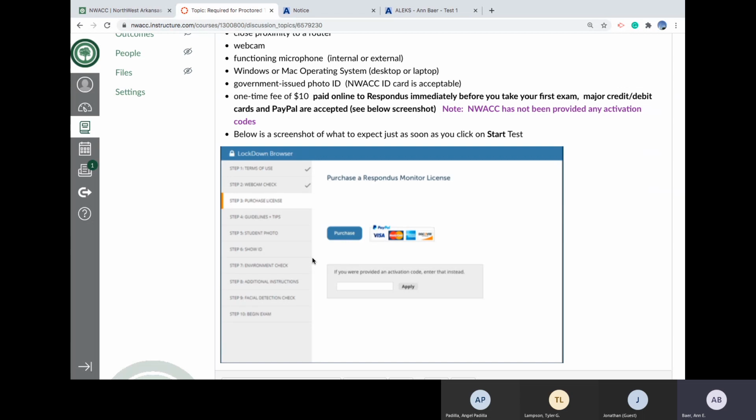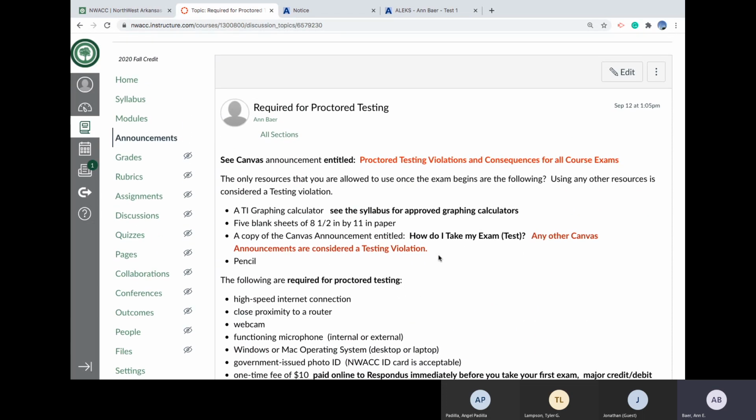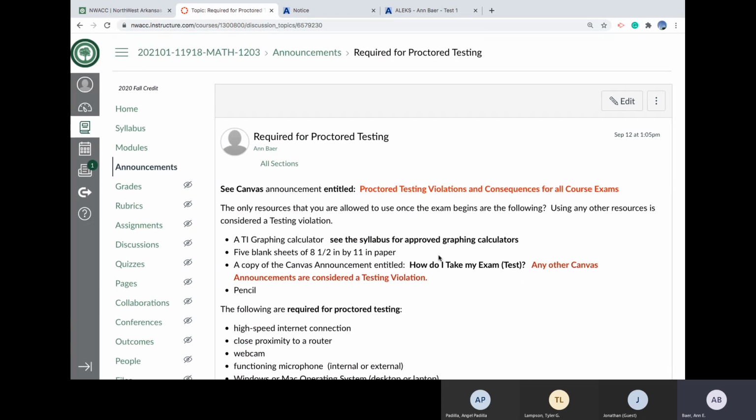Now, I wouldn't pay any attention to this document. I did it all myself, and I feel like testing it on my computer with the ALEKS software that we're using right now is much more accurate. So I really wouldn't pay attention to this at all. I should probably take it out. Any questions on required for proctor testing?